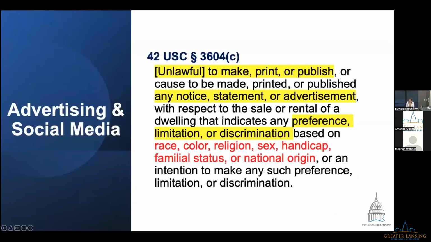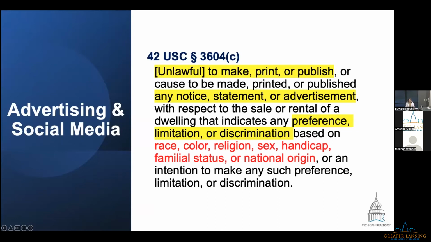Next slide. Awesome. All right, so when it comes to fair housing, one of the biggest areas of concern is online advertising. This is just where we see a lot of fair housing violations. And again, probably because it's so new and we're still kind of figuring out how online advertising works. But the law is very clear about how the Fair Housing Act applies to real estate advertising.